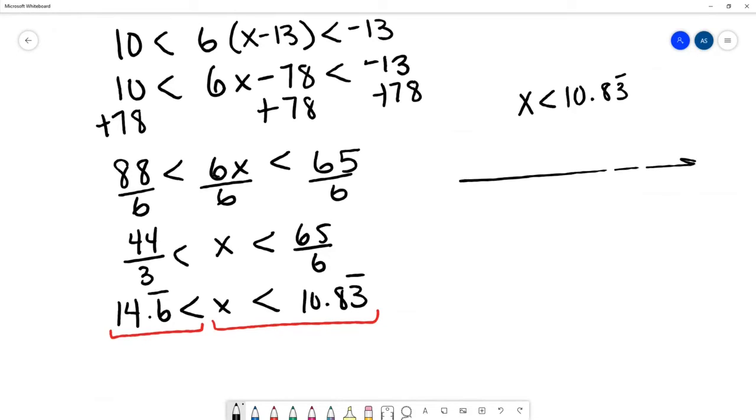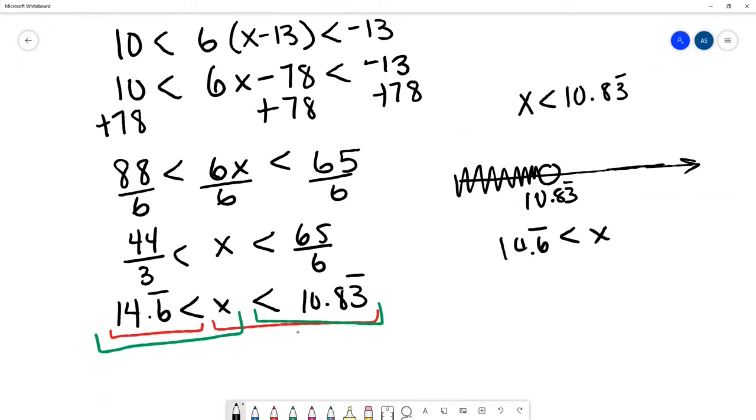So that portion of the inequality, we mark a 10.83 repeating with an open circle and shade to the left, would be these values here. The other inequality is if we ignore this part of it and only focus on this, it says 14.6 repeating is less than x. Now that's kind of hard to read, so I'm going to reverse it. And when you reverse it, you have to reverse the inequality symbol. And that says that x is greater than 14.6 repeating. So that is over here referring to the numbers that are greater than 14.6.